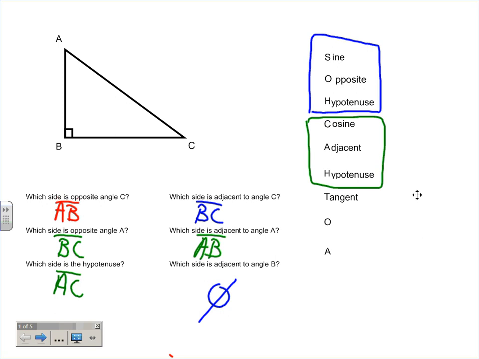And by now, I hope you know what O and A are going to stand for. They don't change throughout the thing. O is opposite. O is opposite. And A is, once again, adjacent. So you could consider that, perhaps, the third trig ratio that we're going to take a look at.